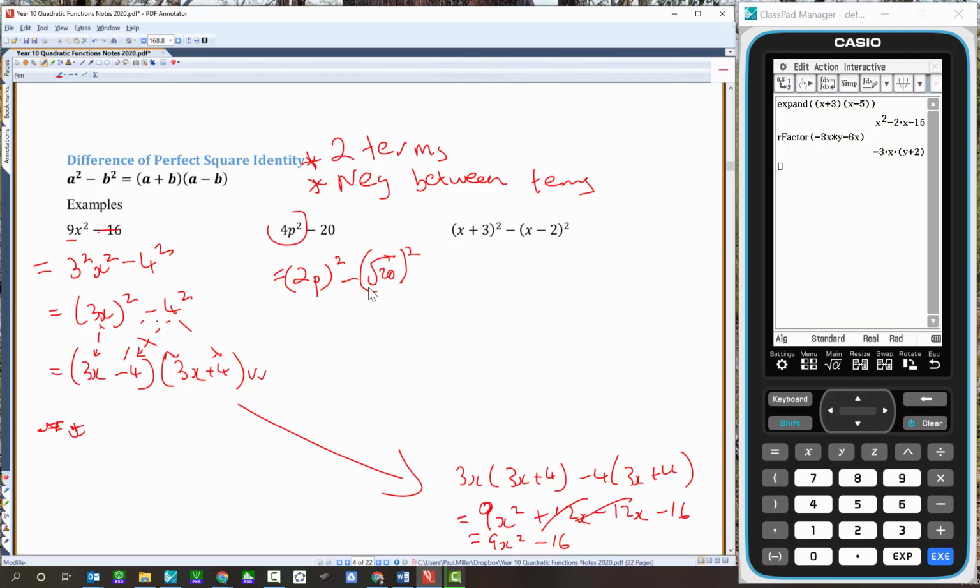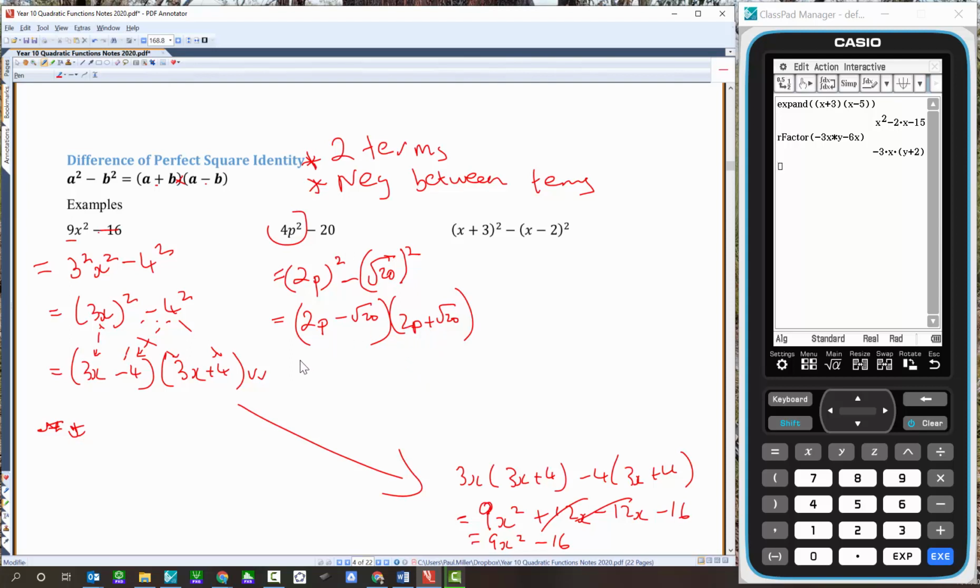Now, what have I achieved here? Well, I've achieved a lot, because what I've done is written this as the difference of perfect squares. Now I'm going to proceed to write it in that form. So I'm going to write 2p take root 20, 2p plus root 20. Notice this identity has the plus first and the minus second. We can put the minus first and the plus second because these are being multiplied, so it doesn't matter what order you do it in. I always go negative first and positive second because, well, I feel like it.